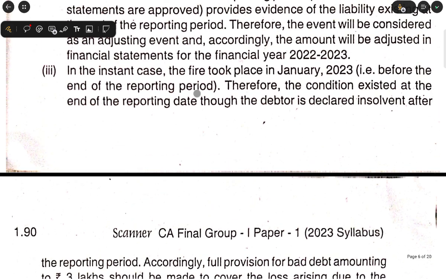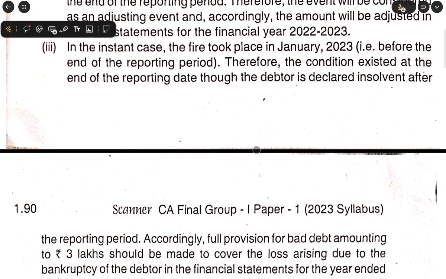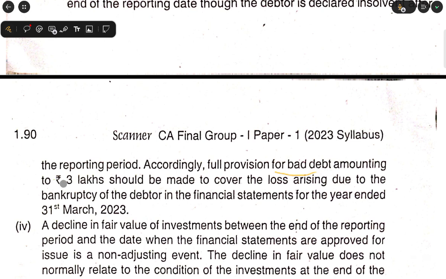In the instant case, the fire took place in January 23, before the end of the financial year. So the event occurred before the financial year end, and the knowledge of it is there before signing the audit report and before preparing the financials. That's the first thing, a good question you should ask. Therefore, the condition exists at the end of the reporting date, and the debtor is declared insolvent after the reporting period. Accordingly, the full bad debts amounting to 3 lakhs should be made to cover the loss arising due to the bankruptcy of the debtor in the financial statement for the year ended 31st March. Okay.